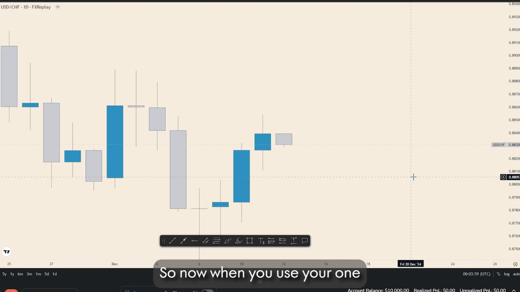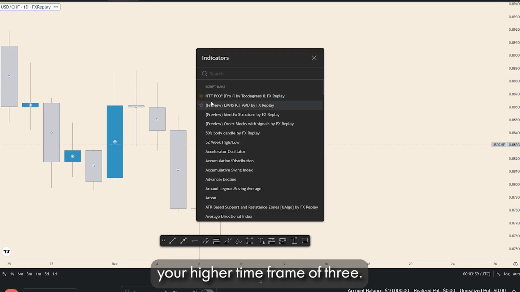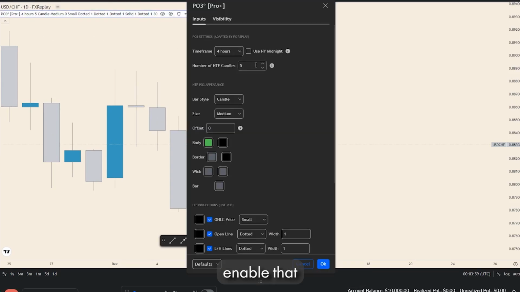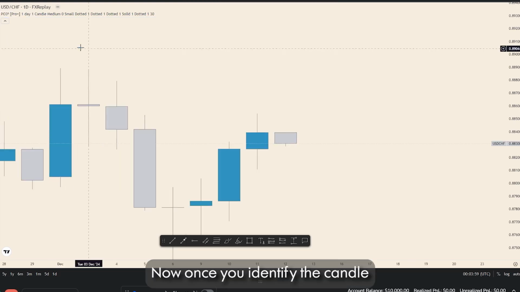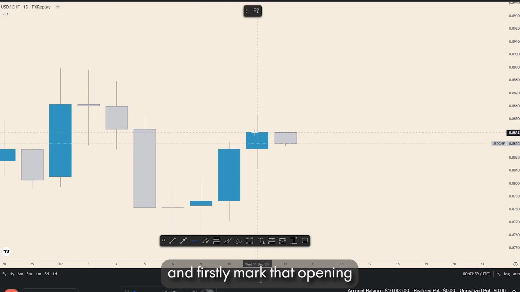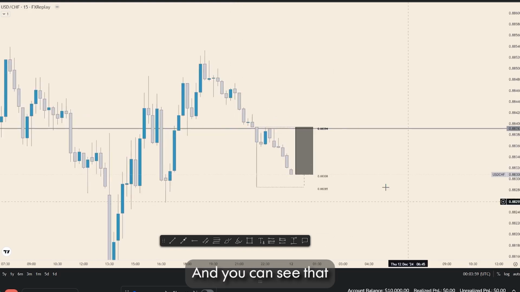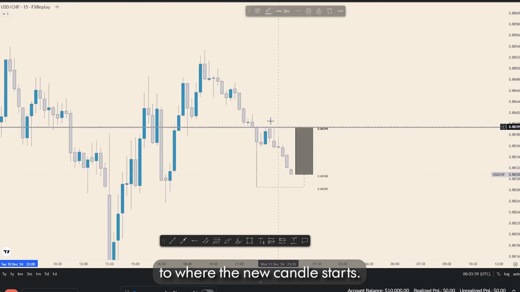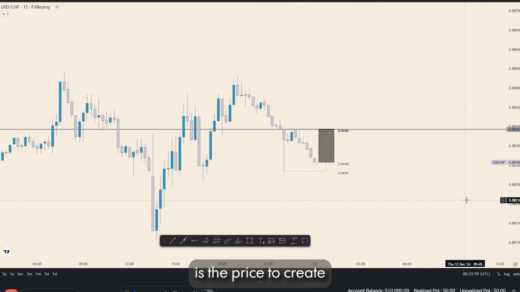Now when you use your one candle mechanic strategy, you firstly want to get this indicator called the higher time frame Power of 3, enable that and set it to your daily candle, and then just reduce this to focus on one candle. Once you identify your previous day candle and the new day candle, you want to mark that opening price, go down to your 50-minute time frame, and you can see that the indicator perfectly aligns to where the new candle starts.